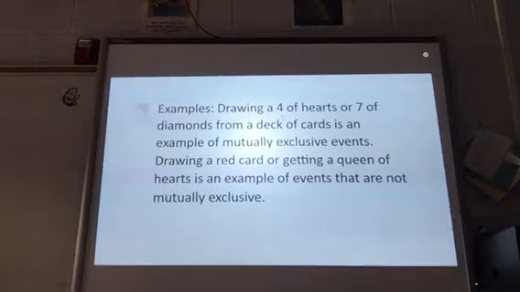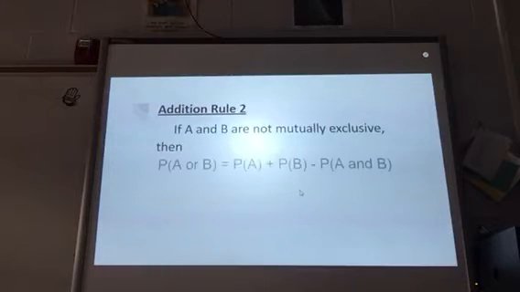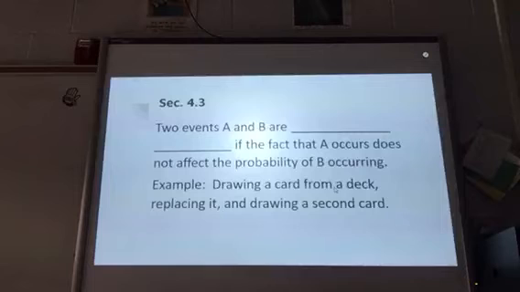Drawing a red card or getting a queen of hearts, you can draw a red card that is a queen of hearts, so therefore those are not mutually exclusive. Alright, if we want to find the probability of two events and they're joined with the word or, we need to add those probabilities together after we find each. If they're not mutually exclusive, we have to add, but then we have to take off the overlapping event.